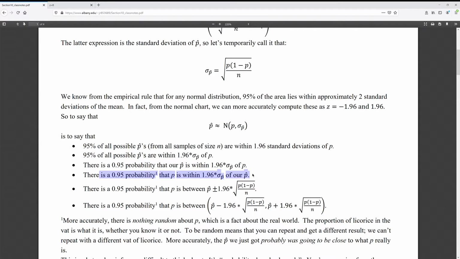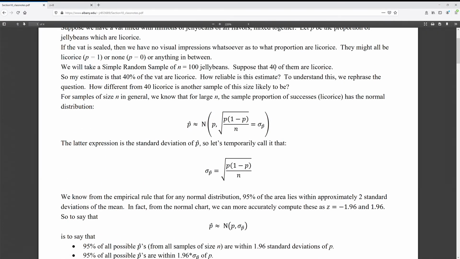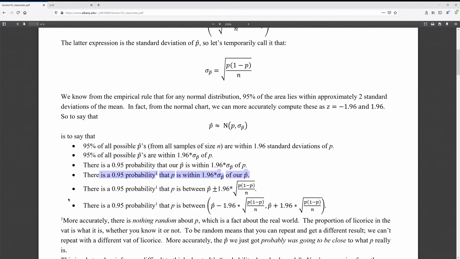Now the sample is in our past, you see. So there's a 0.95 probability that the thing we're looking for is within a certain distance of the result of our sample, the 0.4, the 40 divided by 100. Now again, the caveat on this is that there is no probability that P is anything. There's nothing random about a real world fact.